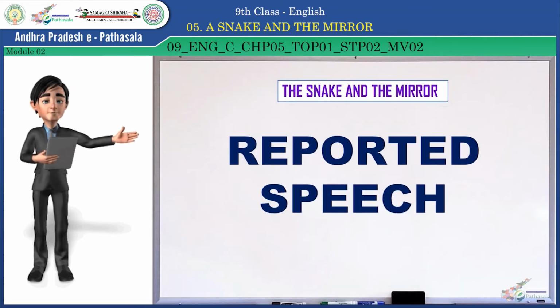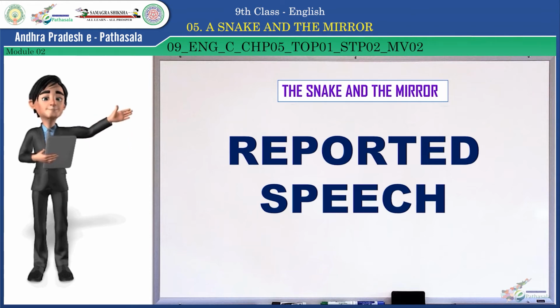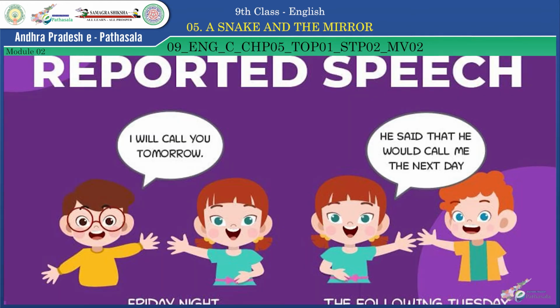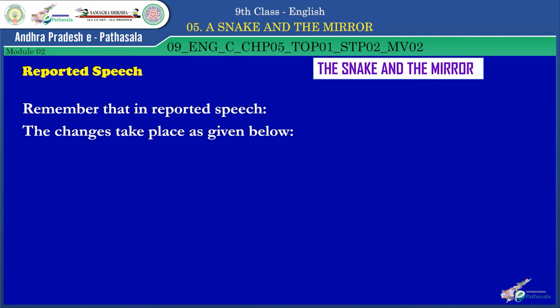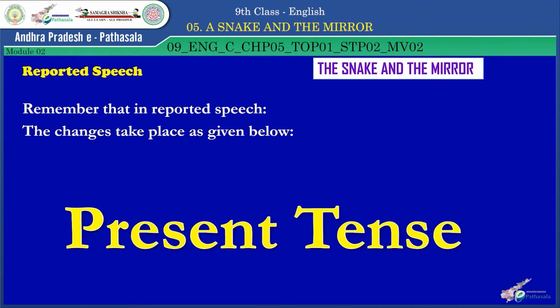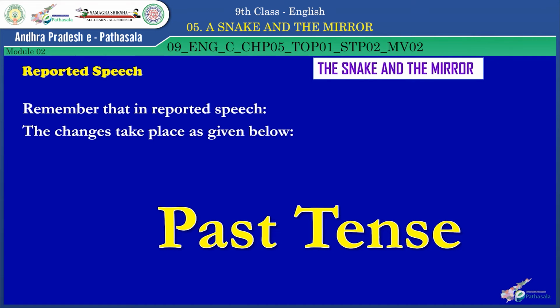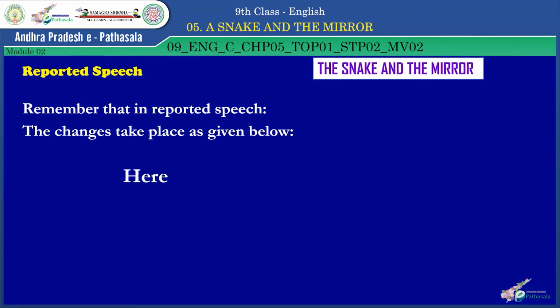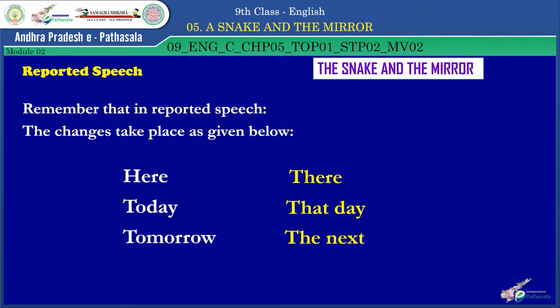Reported speech. Children, this topic, reported speech, means when you listen to a dialogue that is said by some other person directly, and if you want to report the same dialogue in your words to another person, that is called reported speech. Remember that in reported speech, the present tense changes into past tense. The following also change into past forms: here, there; today, that day; tomorrow, the next day; yesterday, the day before.